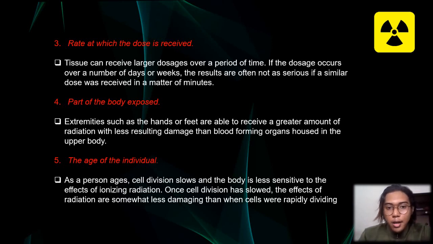Fourth, part of the body exposed. Extremities such as hands or feet are able to receive a greater amount of radiation, but with less resulting damage than the blood-forming organs in the upper body. Fifth, the age of the individual. As a person ages, cell division slows, and the body is less sensitive to the effect of ionizing radiation.